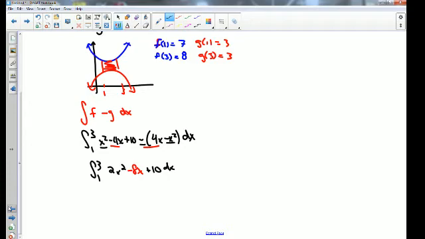And then evaluate it. The 8 times 3 is 24. So now you plug 3 in there. Subtract 1 of them. Plug 3 in, subtract 1.